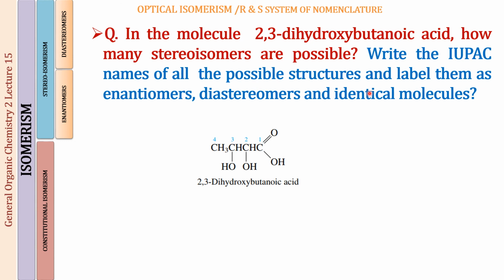You can put your answers in the comment section also: the number of stereoisomers and the names of all the possible structures. When you're writing the names, just number them 1, 2, 3, 4, 5, 6, whatever the number of stereoisomers is, and then tell the relationship between 1 and 2. What is it going to be? Either it is enantiomers, diastereomers, or identical molecules. So this is something that you can do in the comment section also.